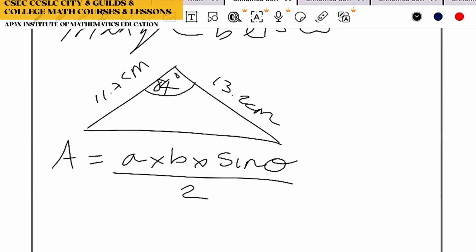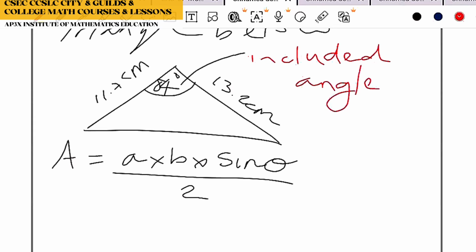And so this is the formula that we use to find the area of a triangle given two sides and what is known as its included angle. It has a specific name. It is called your included angle. So it can't just be any angle that is in the diagram. The angle that you're going to take the sine of has to be between the two sides, which means that I can draw you a diagram and say that this angle is 47 degrees.